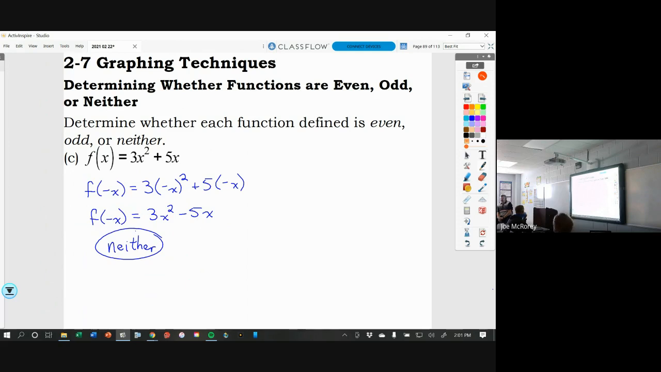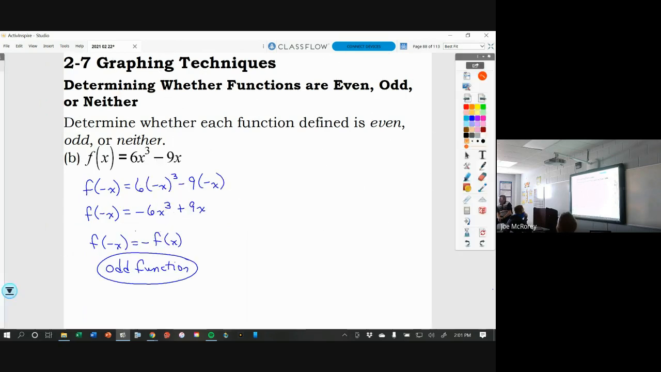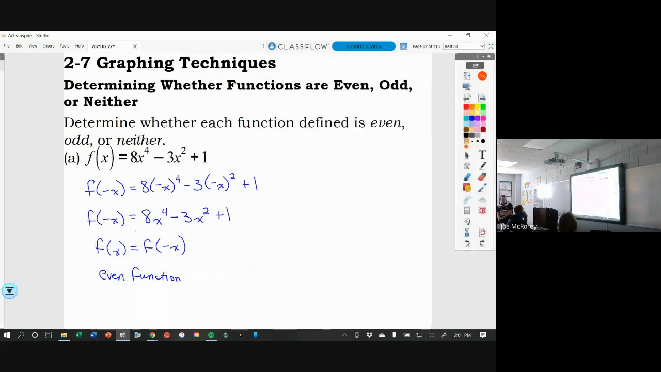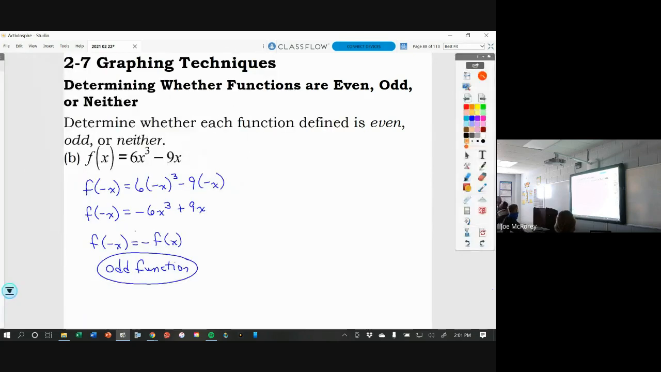Did anybody notice anything as we worked those three problems? Look at the exponents. If it's odd exponents, then it's odd. If it's even exponents, it's even. Is that actually a thing? The even had even exponents, the odd had odd exponents, and it's neither when they're mixed. So this one was odd. And what are the exponents on the variables? 3 and 1. They're both odd numbers. This function is odd. You're telling me I didn't have to work it? Yeah.